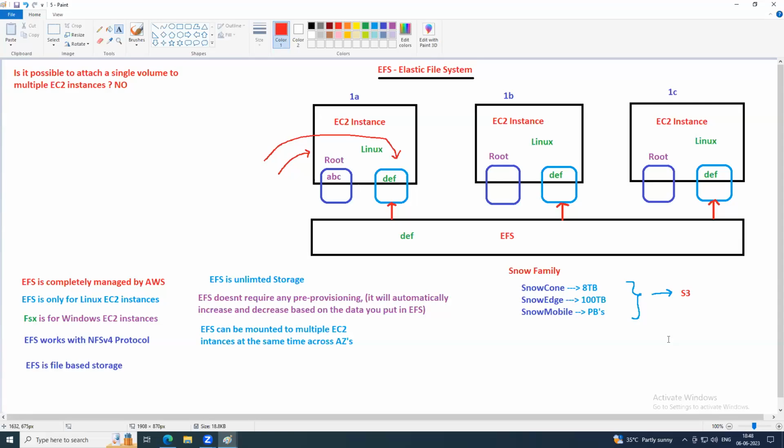Good. Snow Edge will be a device which supports 100 terabytes. How about this Snow Mobile? Snow Mobile supports petabytes. If you have huge data, Snow Mobile, how does it look like? Container. In ships, we have big containers. No, lorries. In lorries, you have a truck, a big container. You will get a big one. Okay, should I show you?